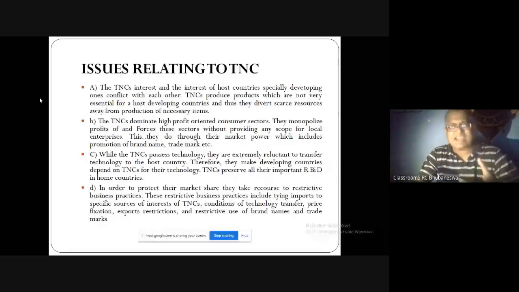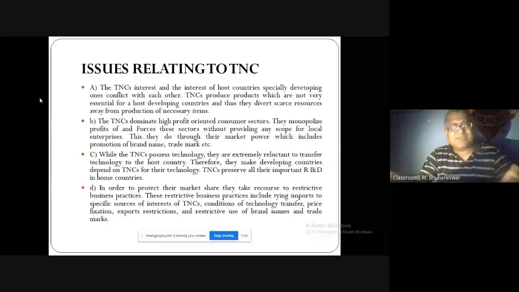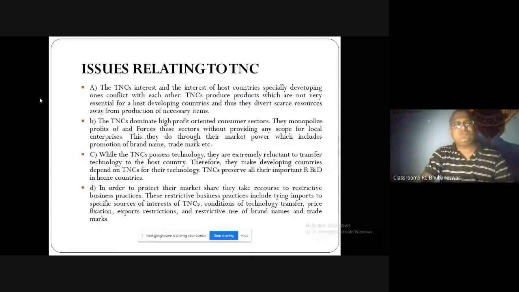In a later, fourth section, technology transfer is another chapter, and we have to discuss it in detail. But here, price fixation, export restriction, and branding, meaning the name and fame of a particular product, and trademarks are also issues related to TNCs.